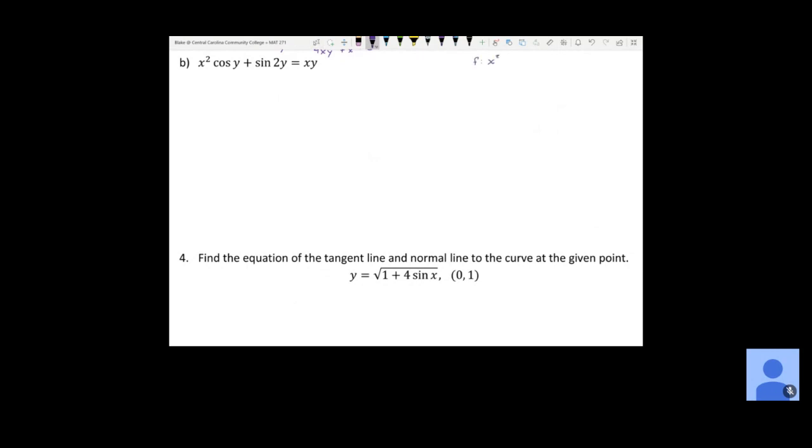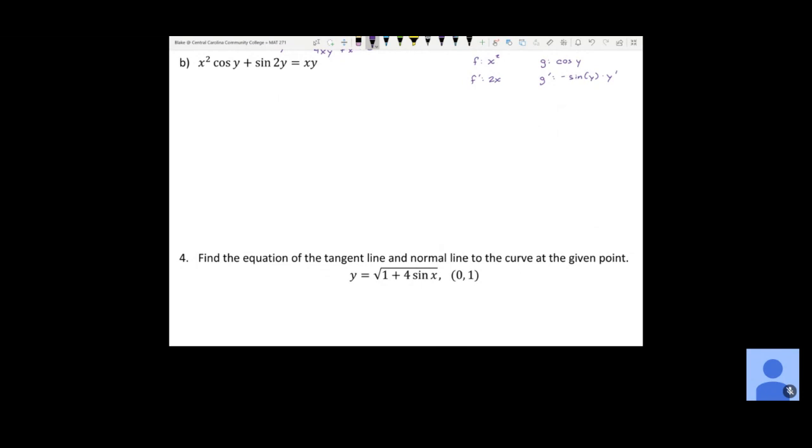So again, I'm going to come over here. I'm going to let f be x squared. We'll let our g function be cosine of y. So what's our f prime? 2x. Good. And g prime should give us what? Negative sine y, y prime. Good. So the derivative of cosine is negative sine, but because we're taking the derivative of a y term, we have to remember that y prime here.